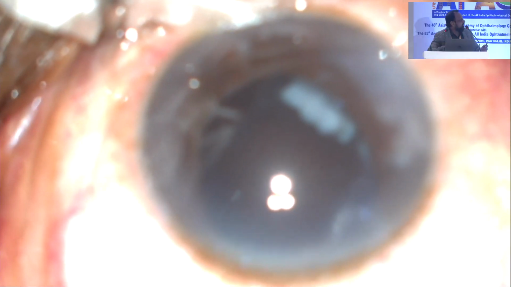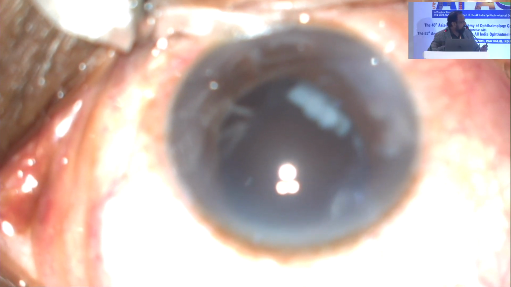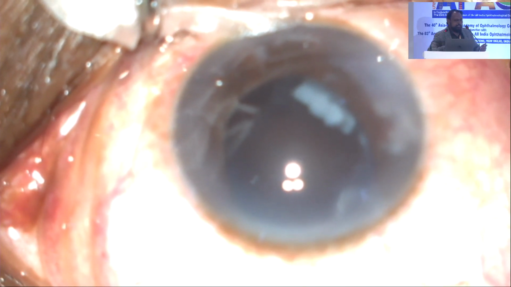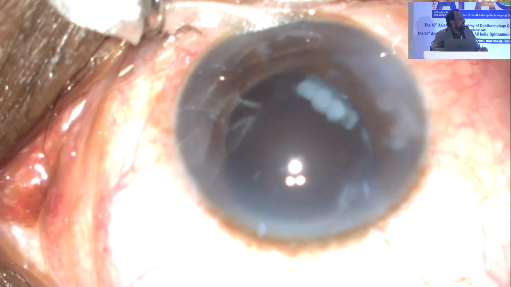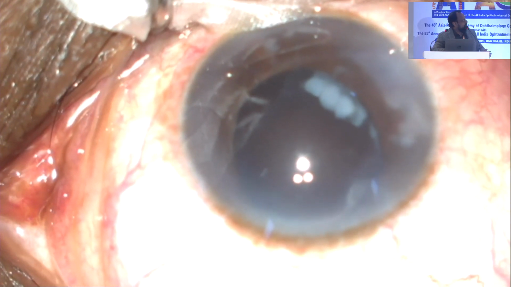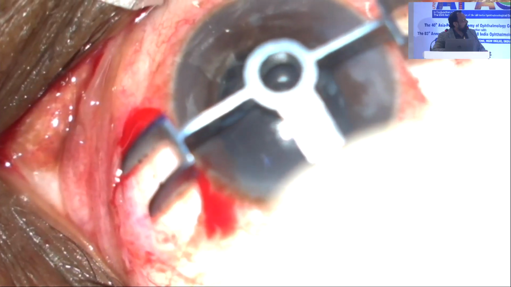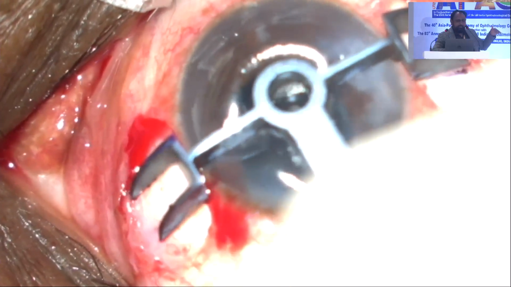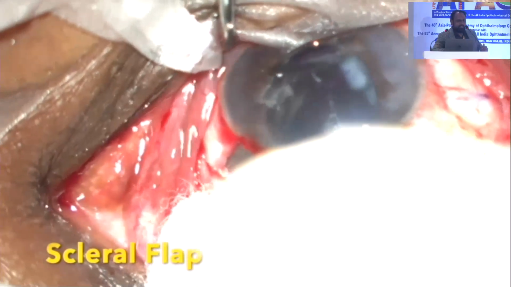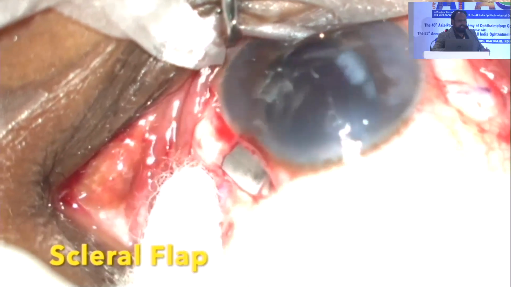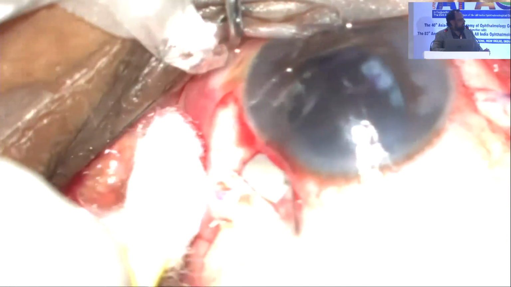Here again we have a case of aphakia which was referred to us. As for any SFIOL, the 0-180 degree marking is very important. So we use the Ashwin's glue IOL marker to mark the 0-180 degree after making the peritomy. We make partial thickness scleral flaps on both sides, 2 by 2.5, using the crescent blade here.